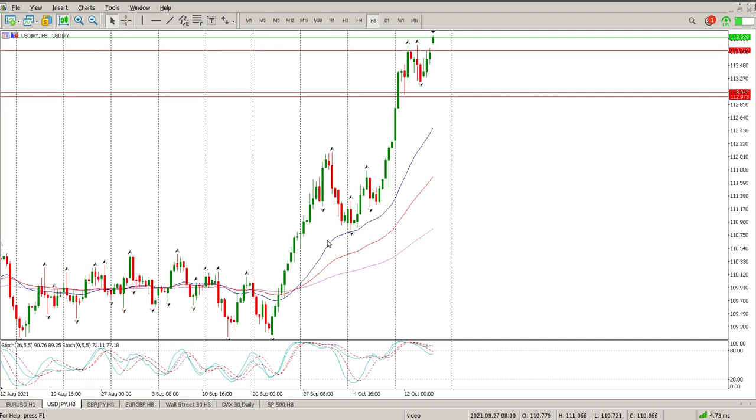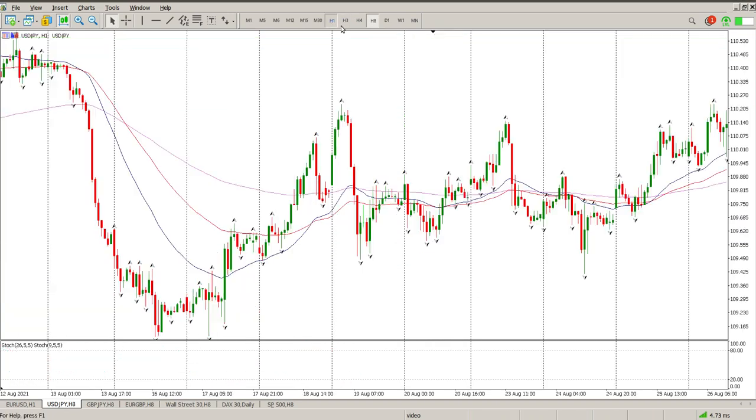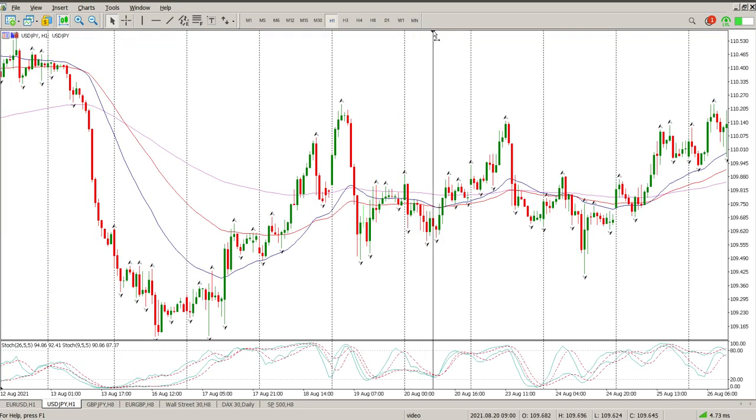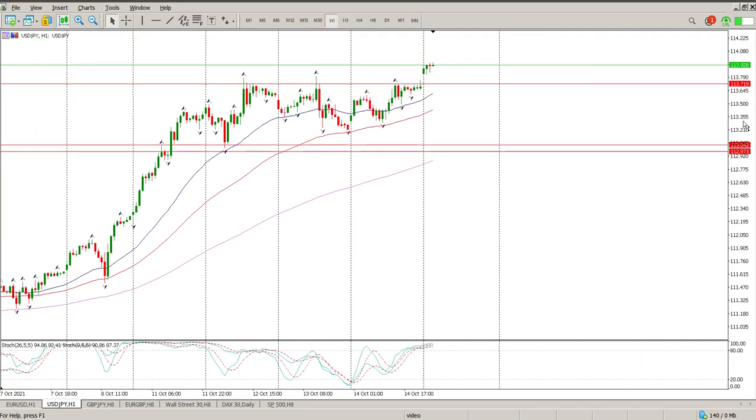US dollar, Japanese yen, we were consolidating and we've gapped up massively this morning. Let's just get down to the hour because there's nothing really else we can see there. So 3 days of sideways, we've gapped up. I'd be waiting here at the gap, to be honest. 113.720 area. Wait for a retest here.